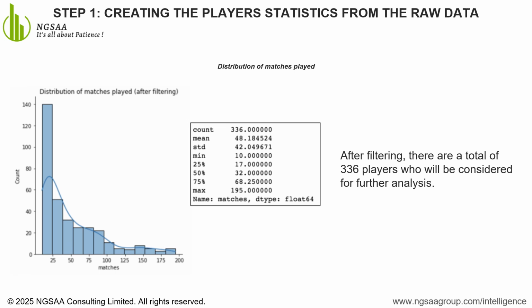1. Histogram interpretation. The majority of players have played between 20 to 50 matches. A long tail indicates a few players have played over 100 to 150 matches. 2. Statistical summary. Mean, 48 matches per player. Minimum, 10 matches, set as our threshold. Maximum, 195 matches, indicating long-term IPL players. Standard deviation, 42 matches, showing high variance in experience levels.